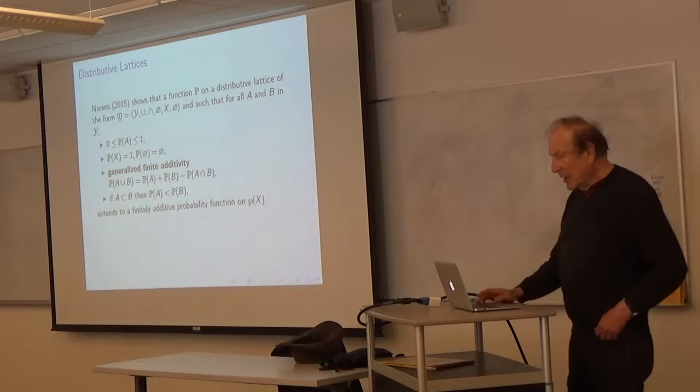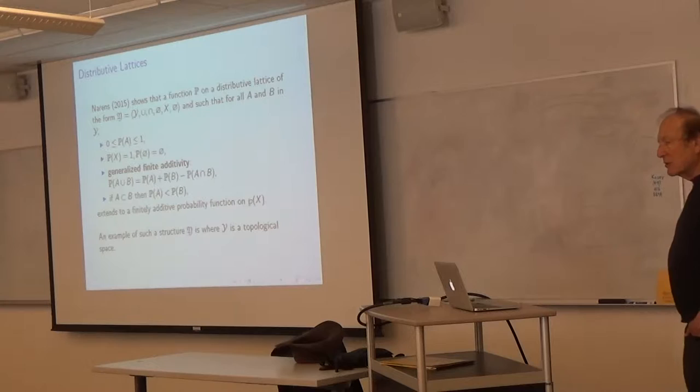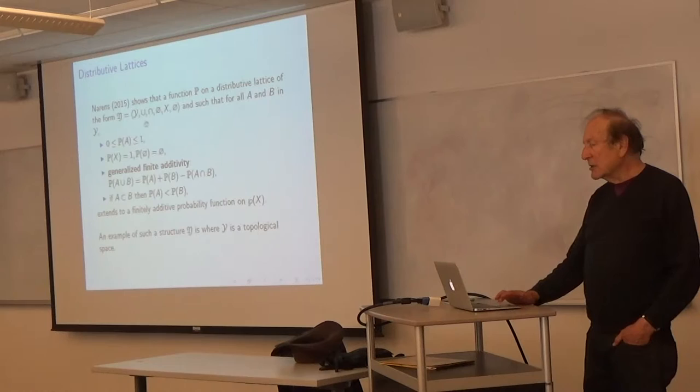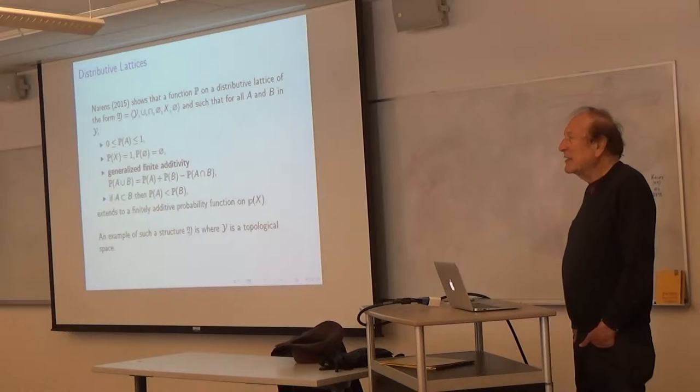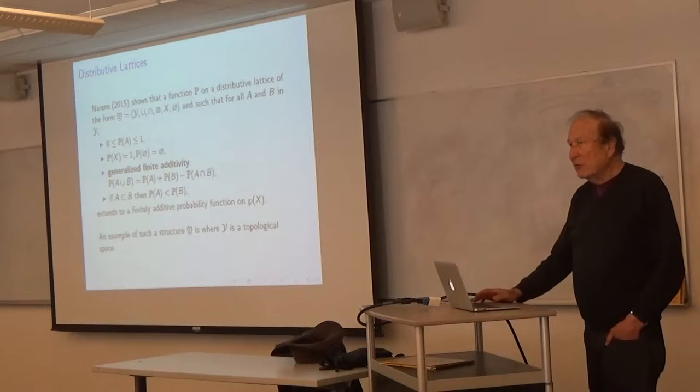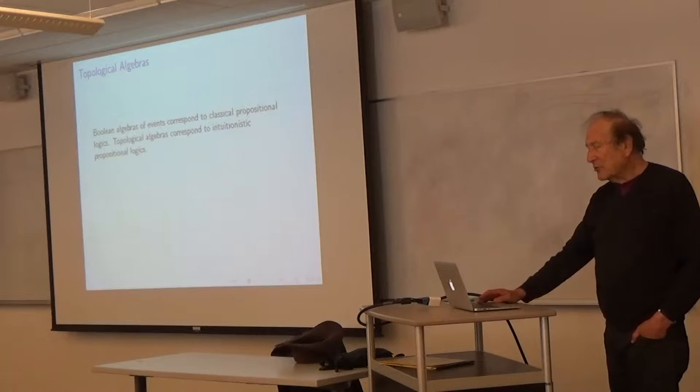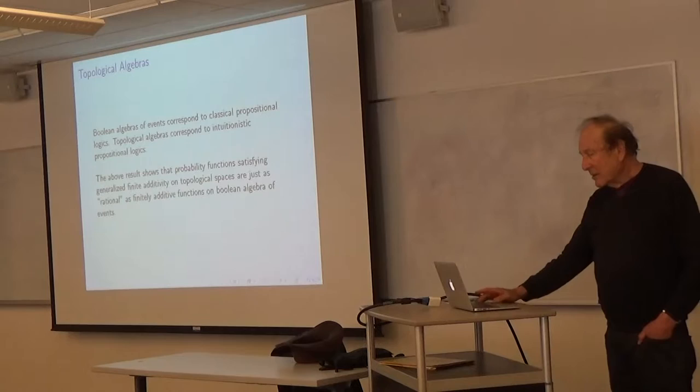And there are various cases of such structures. One structure is where the original algebra is a topology, because a topology is closed under union and intersection. Topologies are a bit stronger than something used in philosophy and computer science called intuitionistic logic. So this extends the Dutch book argument to intuitionistic logic, and we have topological algebras and so forth. Okay, so that takes care of that part.